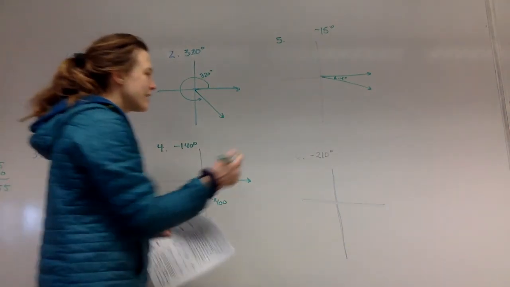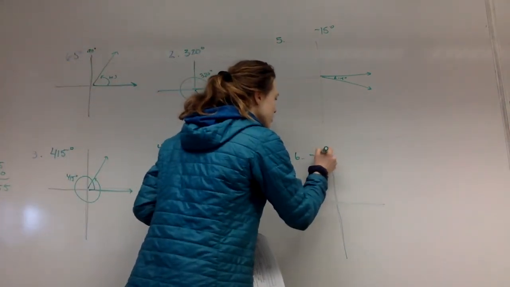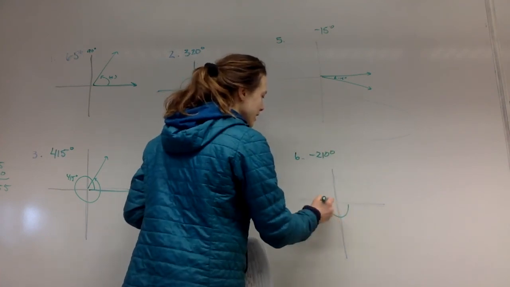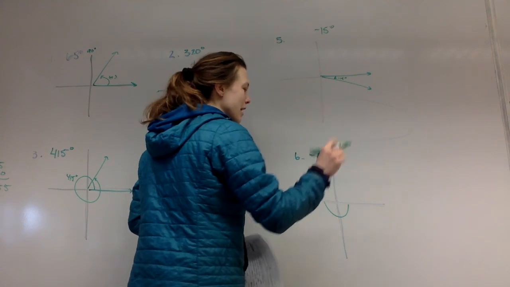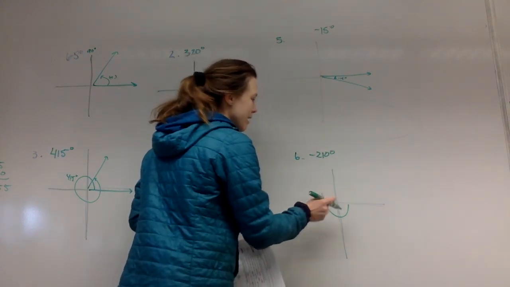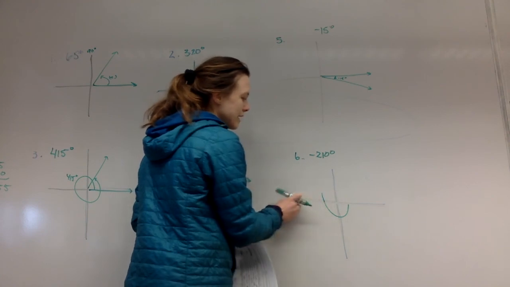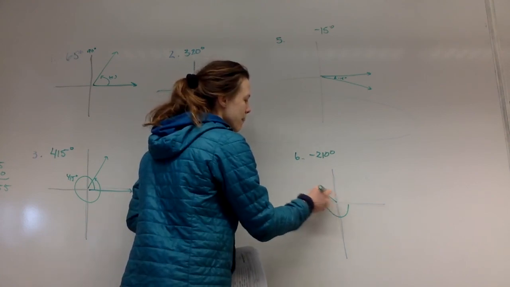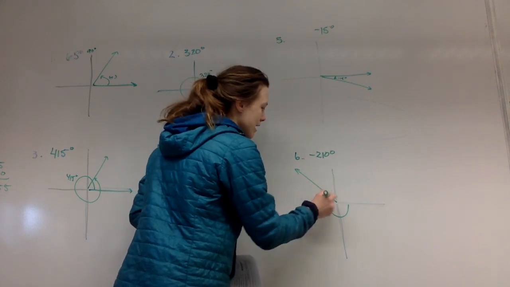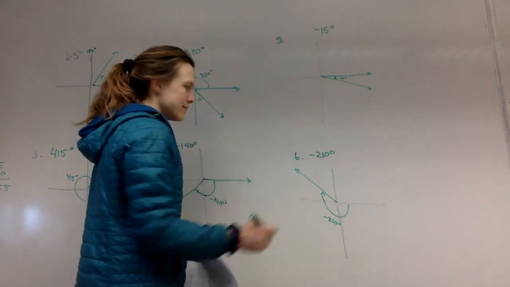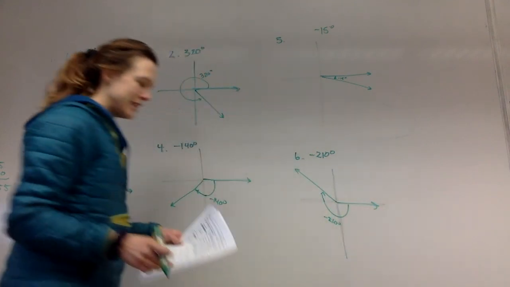And then finally, number 6, we've got negative 210 degrees. So we're going negative 90, negative 180, and then about 30 degrees beyond that. So we'll be going a little bit, like a third of the way between this axis and this axis, and that will be my negative 210. Draw my initial ray.